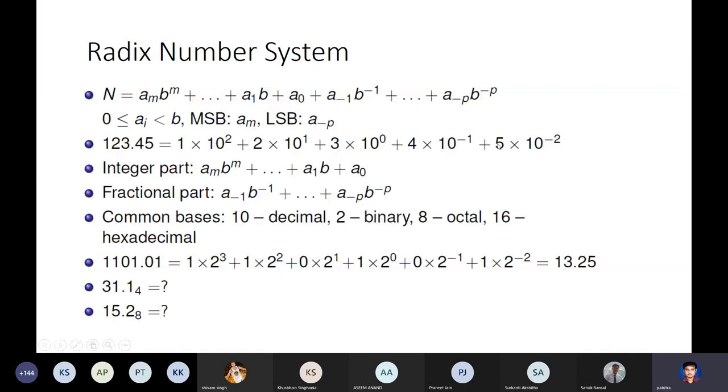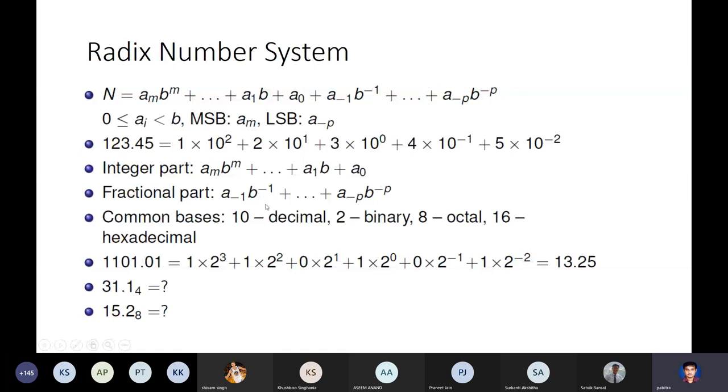Okay, so this string 123.45, if we convert it to a number, would be, sorry, I withdraw. I said n to be an integer, but n can be a float number also. The part of the number to the left of the decimal point is the integer part. The least significant digit has a weight of 10 to the power 0, or 1. The fractional part is to the right of the decimal point. It has weights from b to the power minus 1 to b to the power minus p.